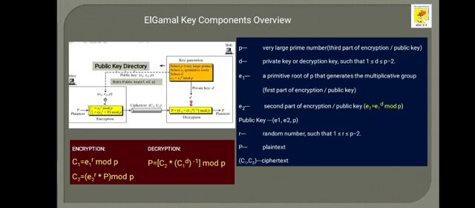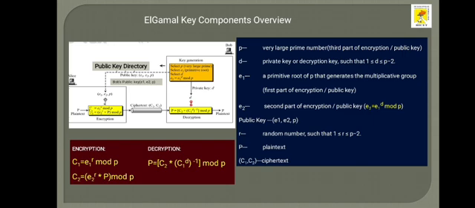Now we'll see how Bob will generate this public key. During the key generation process, Bob will select a very large prime number P. This is the third part of the public key. Next, he will select a primitive root of P that generates a multiplicative group. This is the first part of the encryption key, E1. After that, he has to select a private key or the decryption key D, and the criterion for selecting D is that it should be between 1 and P minus 2. With these three things, he has to generate the second part of the public key, that is E2, by using the formula E2 = E1 to the power of D mod P.